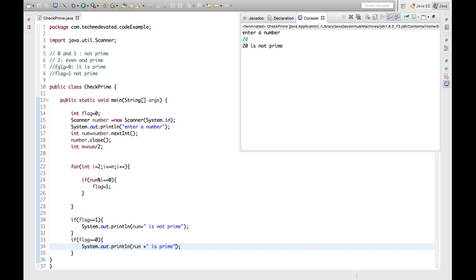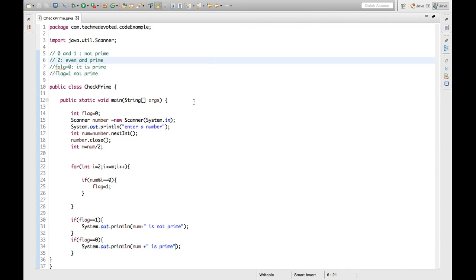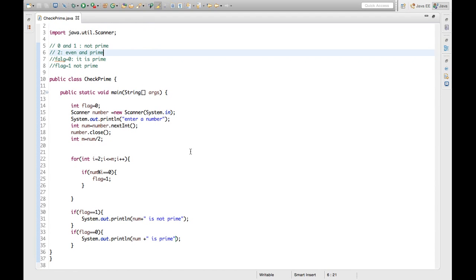Now one thing I would like to say: as we discussed, 0 and 1 are not prime numbers, but if you run and write 0, it says that 0 is prime, but we know that 0 is not prime. Similarly, if we run 1, it says 1 is prime, which is wrong. So we have to explicitly check for 0 and 1, because here 0 modulo i is always equal to 0, and likewise for 1. For this case we have to set flag to 1.